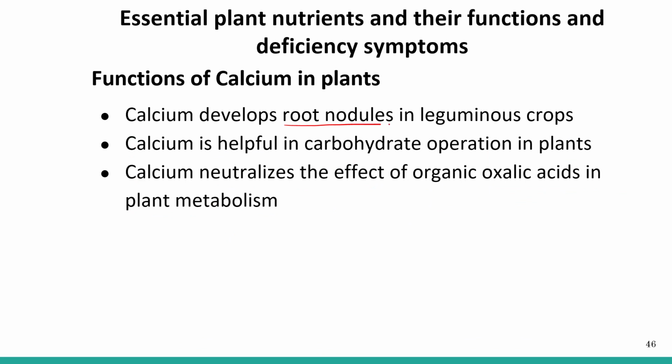Calcium develops root nodules in the leguminous crops. Very important. So which element is required for the development of the root nodules in the case of leguminous crops? That is the calcium element, calcium ion. Calcium is helpful in carbohydrate operation in the plant. So it is again required for carbohydrate operation.